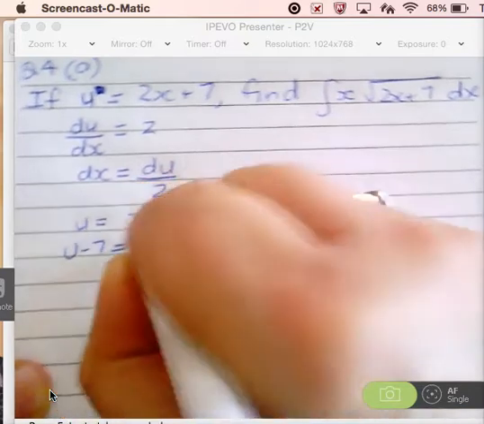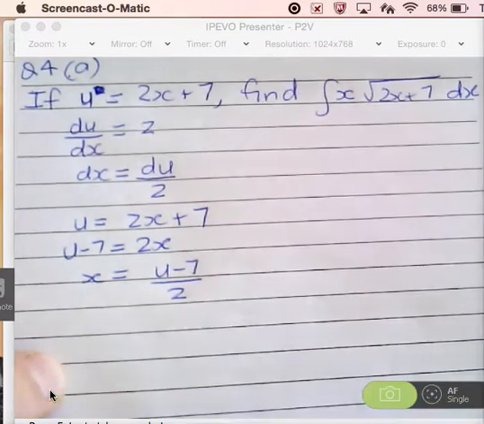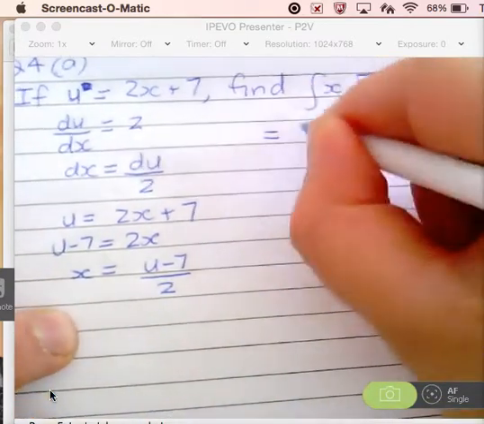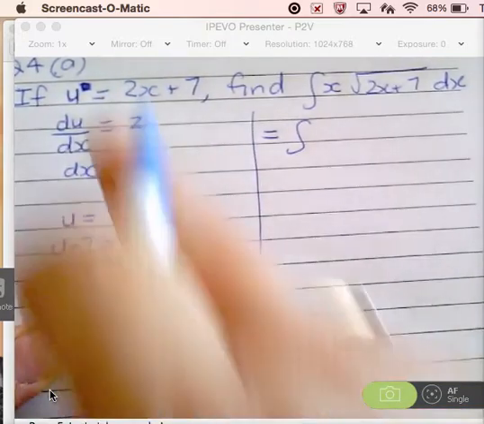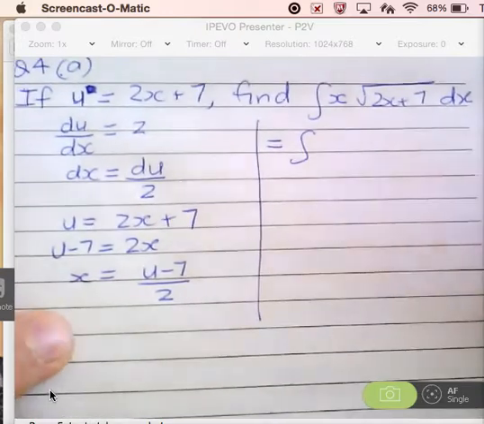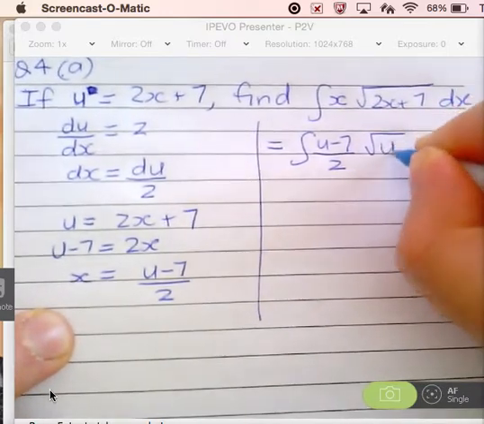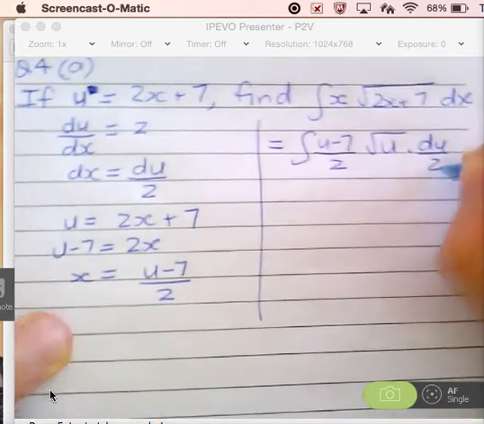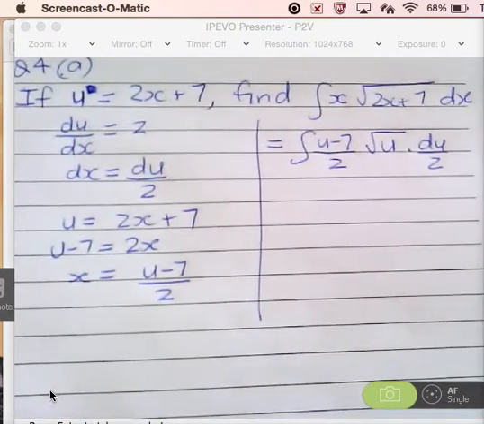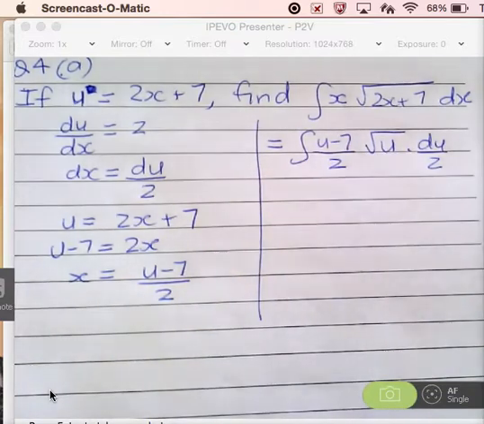u minus 7 is 2x, so therefore x is u minus 7 over 2. Now we're ready to substitute. What do we replace the x with? u minus 7 over 2, times the square root of u, and dx is du on 2. The important thing here, girls, is please don't just ignore something that needs substituting, like that x. It didn't cancel out with another x, so you've got to make x the subject of your original equation, and that's how you get the u substitution.